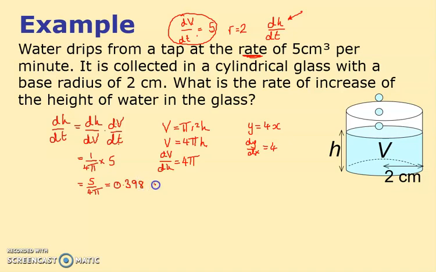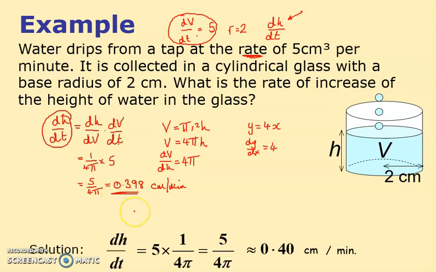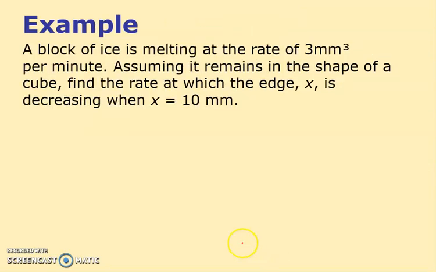0.398, and what is that? That is centimeters that the water is rising per minute. This is a rate. This is the height change per minute. The answer shows 0.40, so whoever did this before me rounded to 2 dp rather than 3 significant figures, but that's fine. So what you'll notice there then is this use of the word rate.